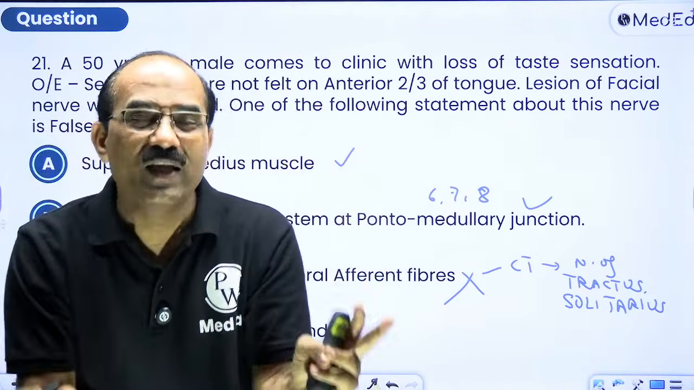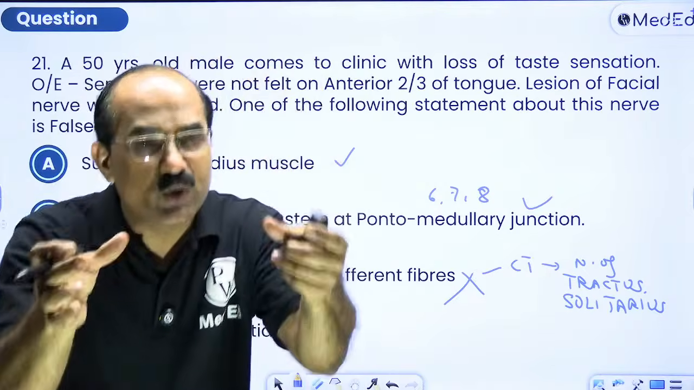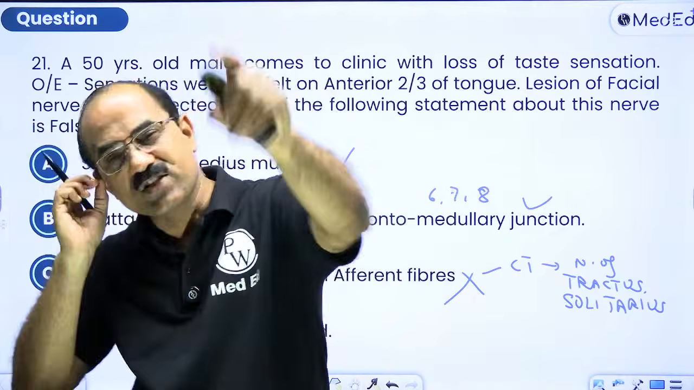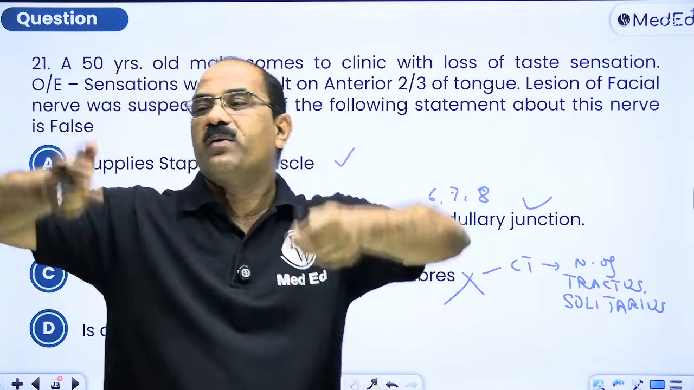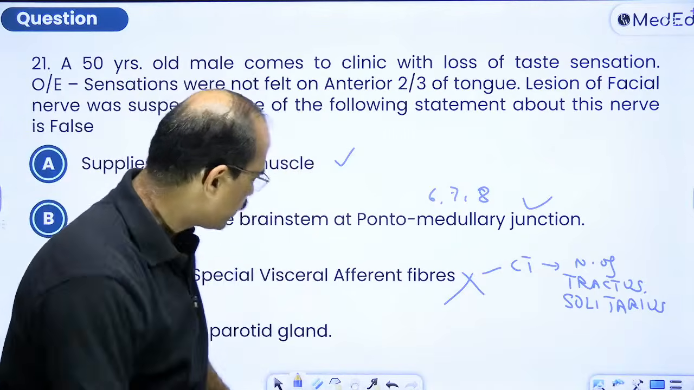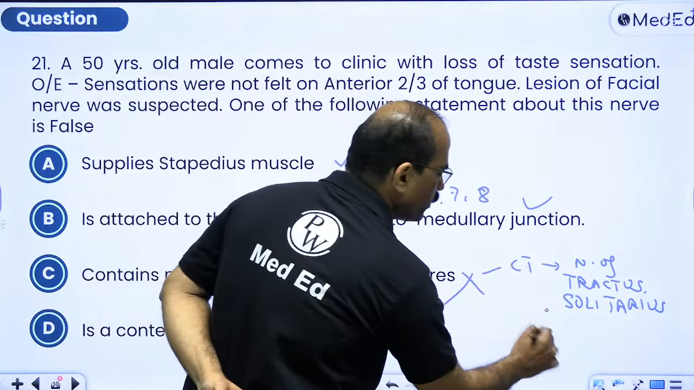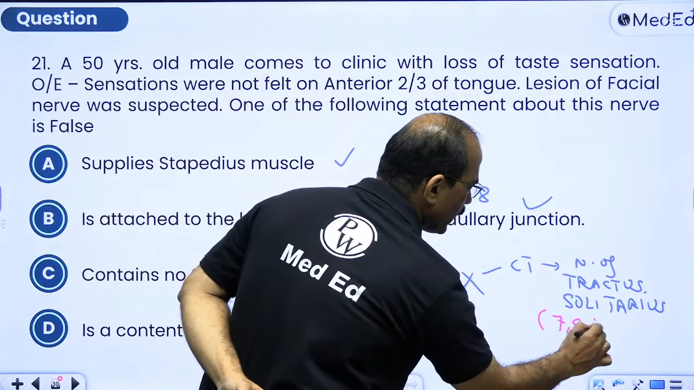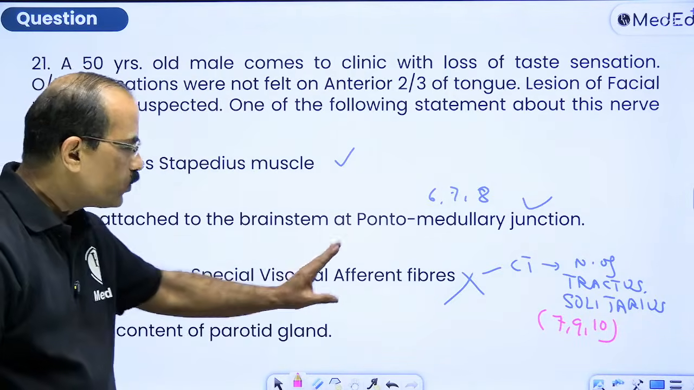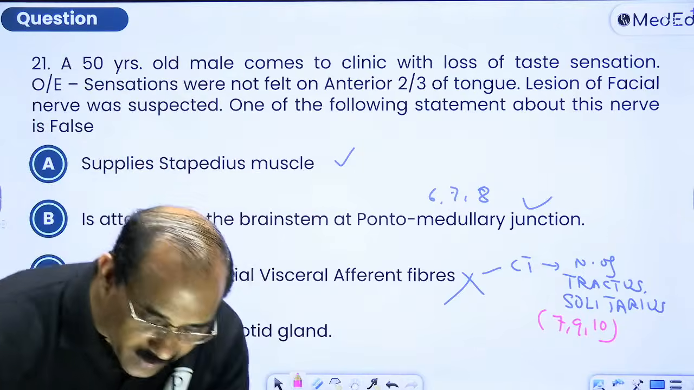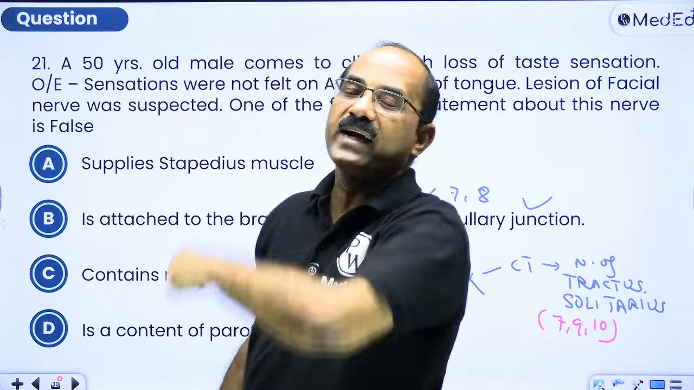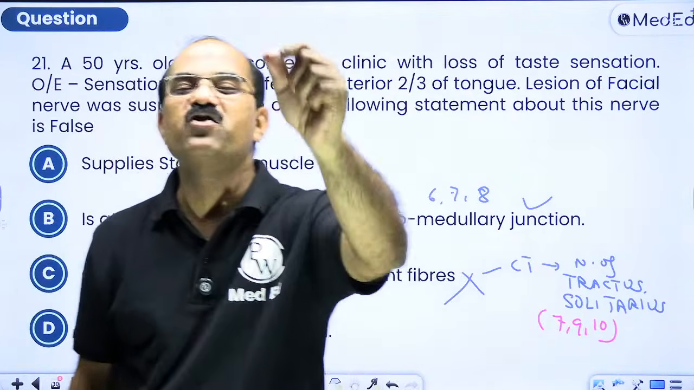तो 3 nerves होंगे ना इसमें. Special sensations from anterior 2/3, कौन है? Chorda tympani. Special sensations from posterior 1/3 of the tongue, that's glossopharyngeal. And special sensations from the posterior most part of the tongue, that's vagus. मतलब ये जो nucleus of tractus solitarius होता है, this is a common nucleus for how many nerves? 7, 9 and 10. So contains no special visceral afferent, गलत है. The special visceral afferent fibers are from the tongue. They go to the nucleus of tractus solitarius and they carry special sensations.